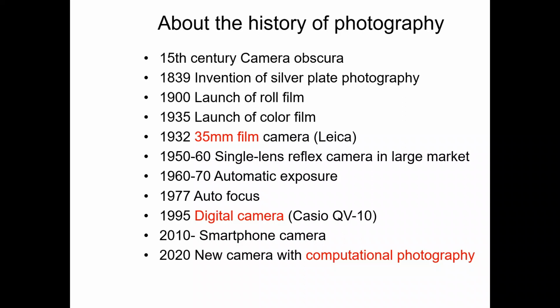Okay, and another epoch is 1950. Maybe I will explain this for you later: the single lens reflex camera. It still exists, but maybe will disappear, I suppose, in the coming 10 years or so. But it still exists now. And then in the 1960s and 70s, automatic exposure, and in 1977 autofocus, and then the big one, in 1995 the digital camera was invented. And then, maybe like 10 years ago, smartphone cameras became very popular.